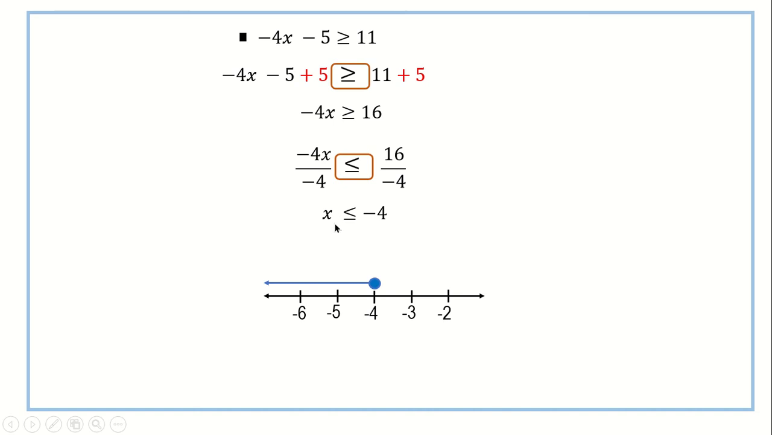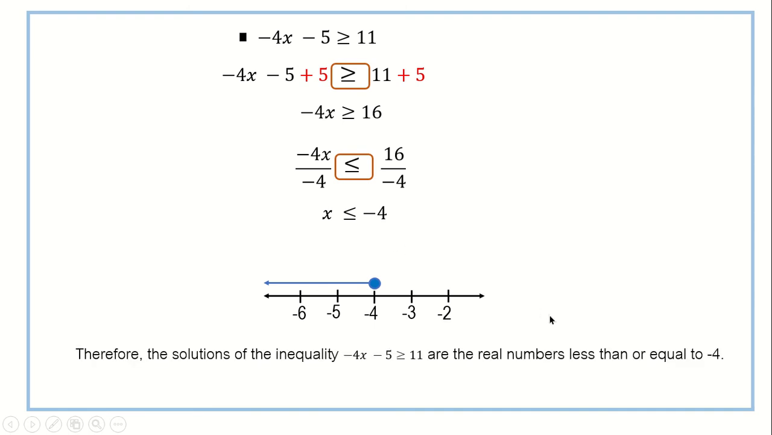This means that, for example, if I get negative 4, I substitute it with x, I will still have the inequality true, because we know that negative 4 is less than or equal to negative 4. If I put negative 5 here, I substitute x with negative 5, I know that negative 5 is less than or equal to negative 4. So you can see that for sure the solutions to this inequality are all real numbers that are less than or equal to negative 4. Okay?